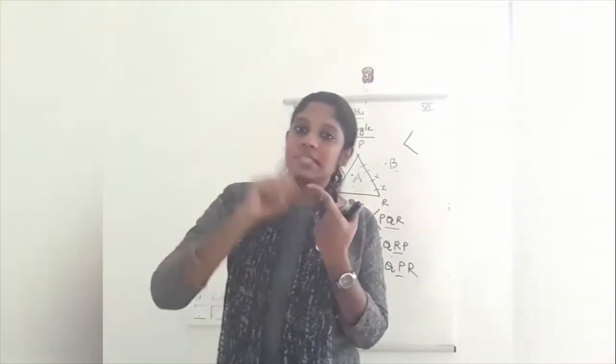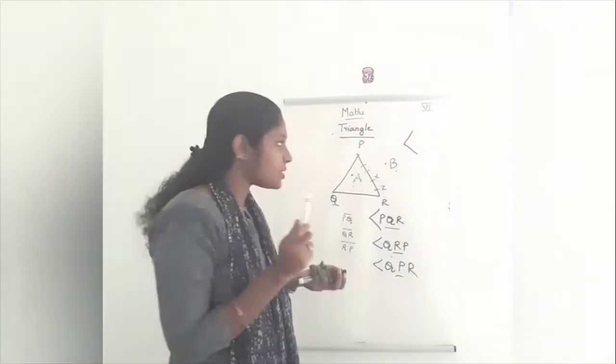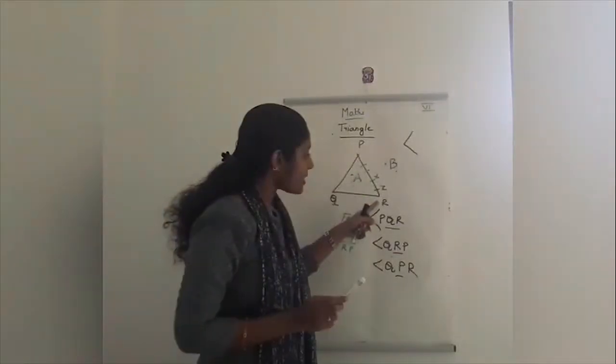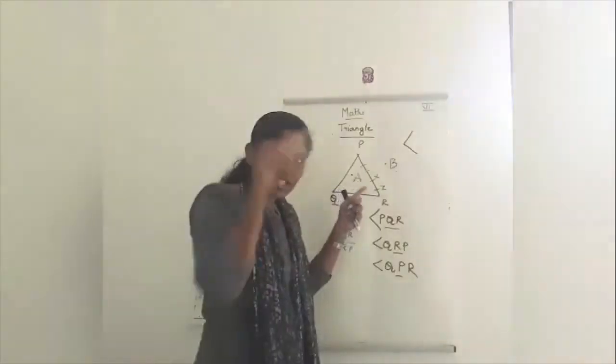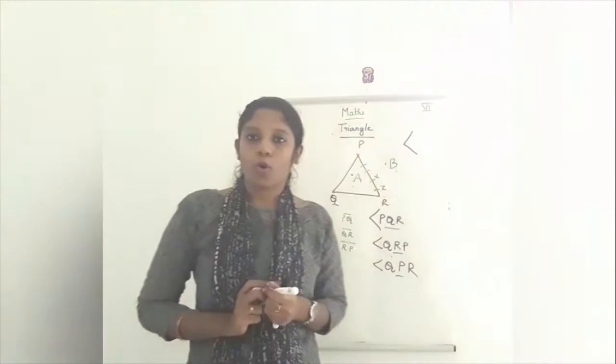Remember the 3 points: interior of the triangle, exterior of the triangle, and on the triangle. What is on the triangle? These sides in the middle. The PR is a side of the triangle, and here on the triangle means here each side, in the middle, like points.